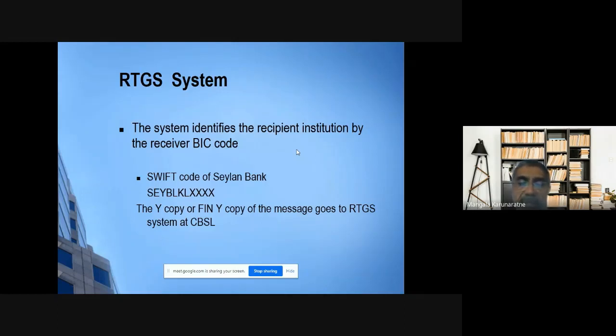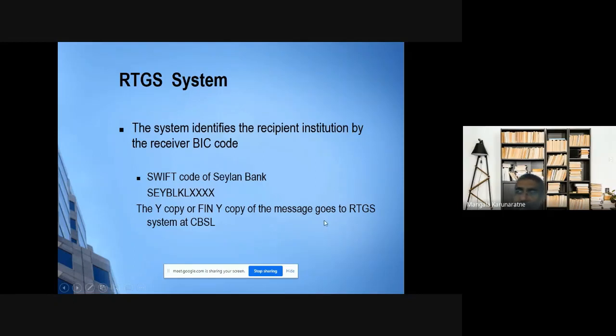That is enough, but as a matter of practice, we used to fill that with X's. The Y copy of the FIN-Y copy of the message goes to the RTGS system at the CB. So we actually discussed this point earlier. FIN-Y copy system. Now I think there's another one.